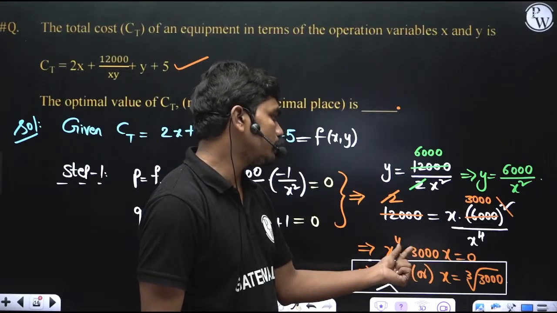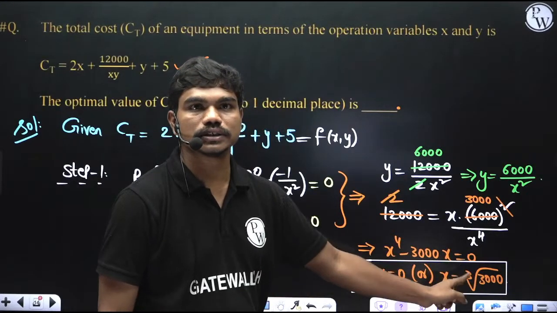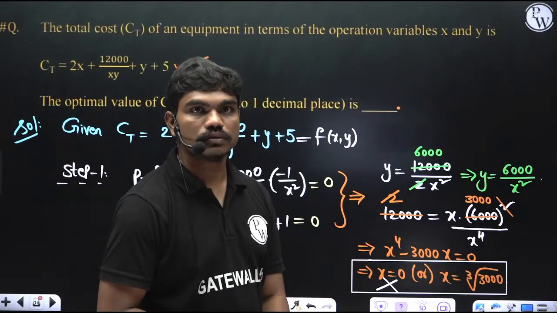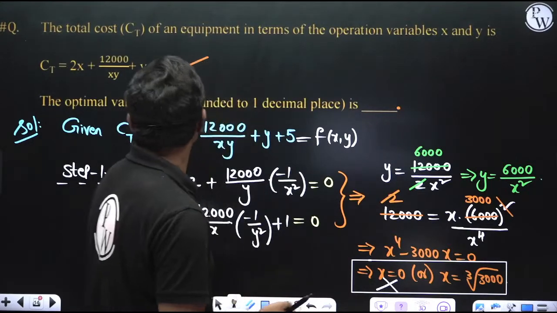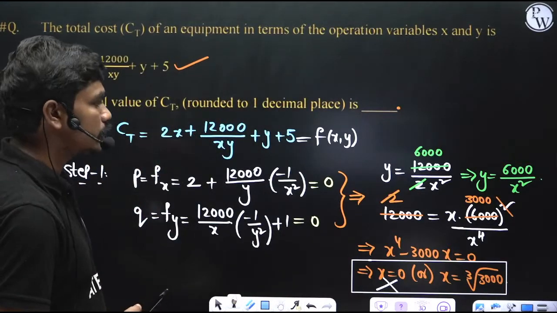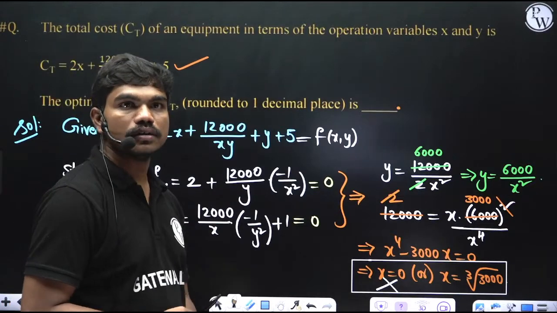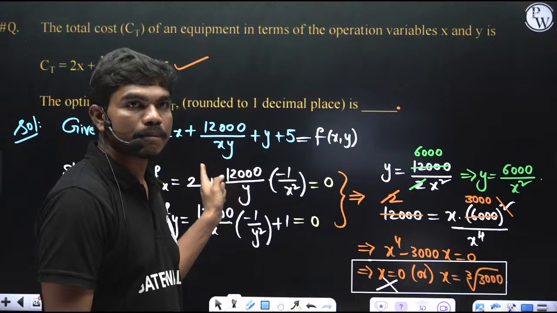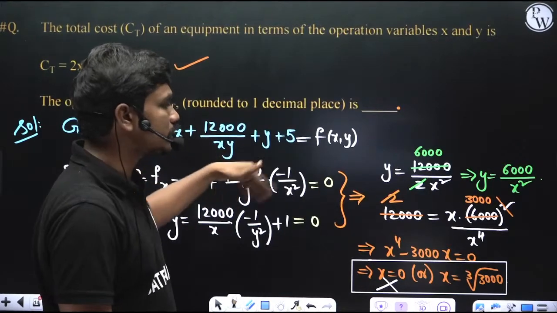Because x cube minus 3000 equals 0. So I think this calculation is correct, right? The equation power is 4, but the roots are only 2. This equation is not of fourth power, correct? When you equate this differentiation, you get only a second degree equation.